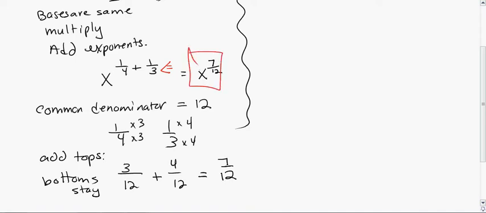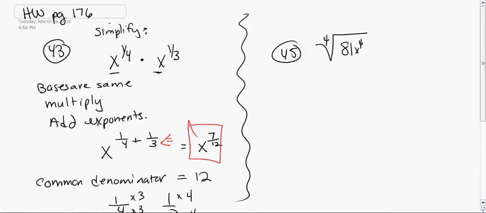So there is number 43. Now let's take a look at number 45. 45 needs a little bit different approach. Number 45 asks me to find the 4th root of 81 times x to the 4th. And once again, I'm simplifying. But I'm not multiplying anything here. I'm just trying to take the 4th root of something.